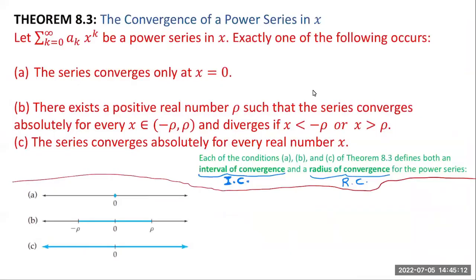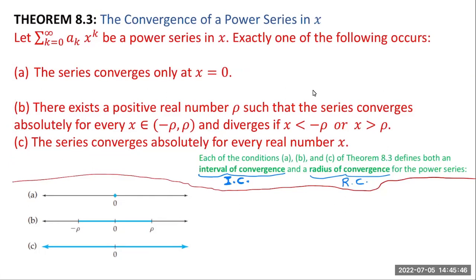Let's move on. Next, I want to walk you through theorem 8.3. This is a consequence of the previous theorem. Here is what the statement of the theorem tells us. Let sigma k goes from 0 to infinity, a_k times x to the power k be a power series in x, then exactly one of the following can occur. Okay, these are the things that can occur. Exactly one of these things can occur if you have a power series.